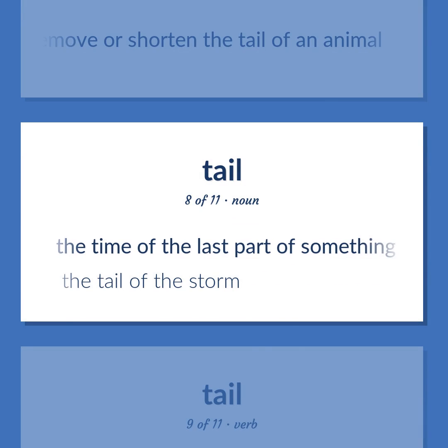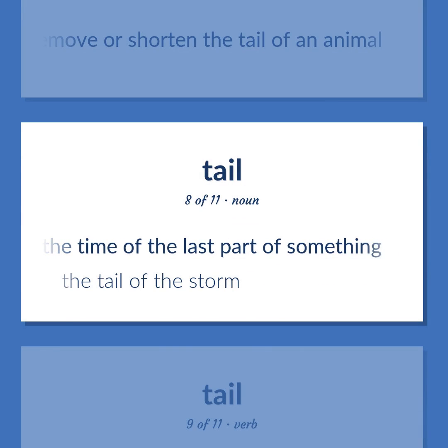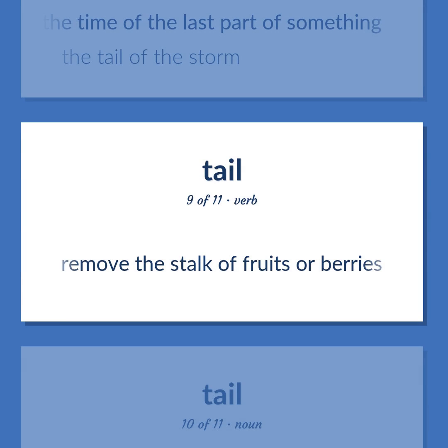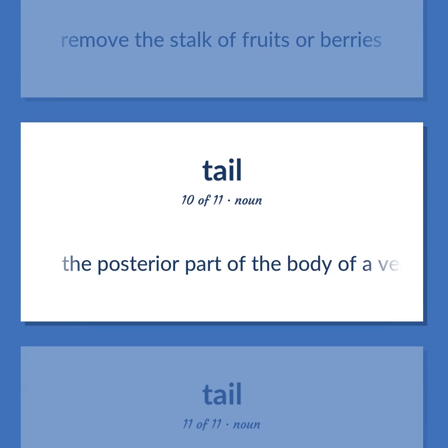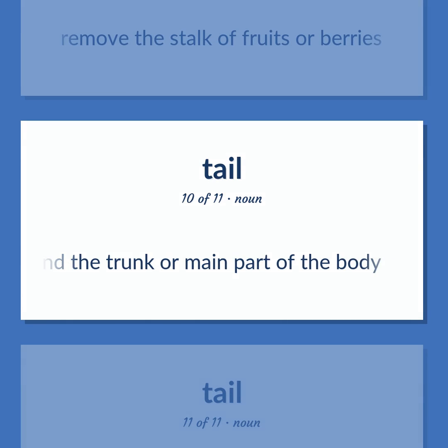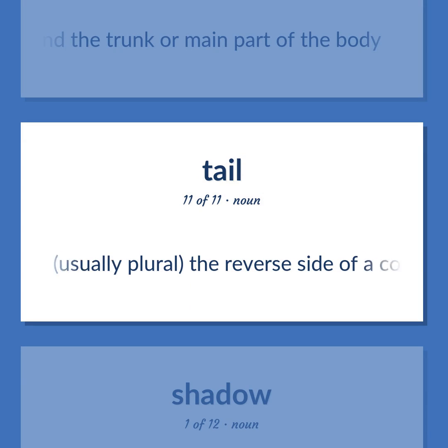The time of the last part of something. The tail of the storm. Remove the stalk of fruits or berries. The posterior part of the body of a vertebrate, especially when elongated and extending beyond the trunk or main part of the body. Usually plural, the reverse side of a coin that does not bear the representation of a person's head.